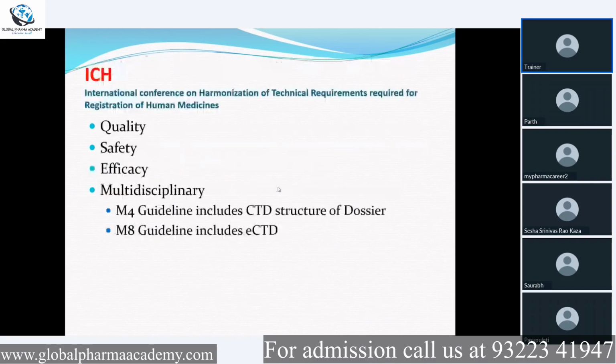ICH is the International Conference on Harmonisation of Technical Requirements for Registration of Human Medicines. ICH guidelines are mainly divided into quality, safety, efficacy, and multidisciplinary. And in the multidisciplinary, there are 2 main guidelines. M4 is the guideline which gives us the structure of the CTD dossier, and M8 is the guideline which gives us information regarding eCTD, that is E meaning electronic and CTD meaning common technical document.